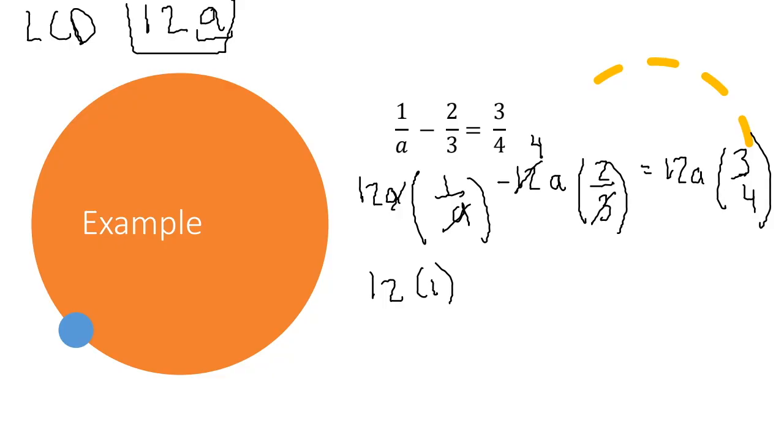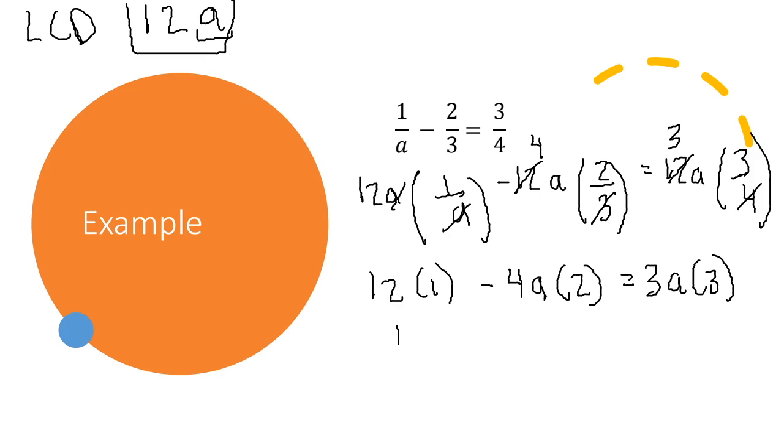So this one's gone, which is why we did it. But I have that negative 4a here, times 2. Here, 12 divided by 4 is 3. So I get 3a times 3. Okay, so that's what I'm left with. Now let's expand this or simplify it. 12 times 1 is 12. Negative 4a times 2 is negative 8a. 3a times 3 is 9a. We're just multiplying those constants, our coefficients, our numbers together.